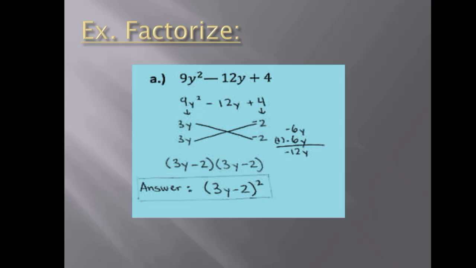We make cross multiplication, multiplying negative 2 times 3y equals negative 6y, and negative 2 times 3y equals negative 6y. By adding negative 6y and negative 6y equals negative 12y, like the middle term, negative 12y. So the two brackets will be 3y minus 2 and 3y minus 2. If the two brackets are the same, we can write it as one bracket, 3y minus 2 power 2, because the two brackets are the same.